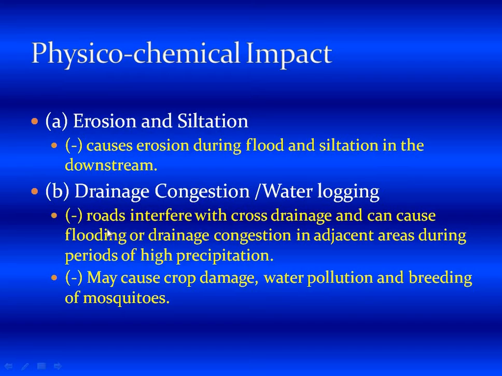First thing is drainage congestion and waterlogging. Roads interfere with the cross drainage and can cause flooding and drainage congestion in adjacent areas during periods of high precipitation. It may also cause crop damage, water pollution, and breeding of mosquitoes, because stagnant water will lead to that. So these are physiochemical effects.